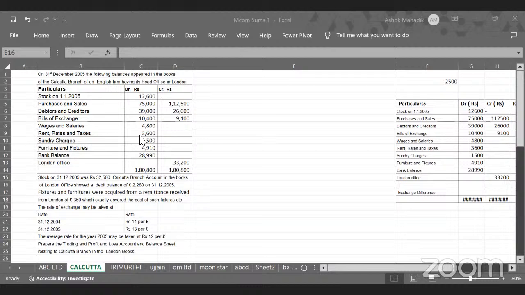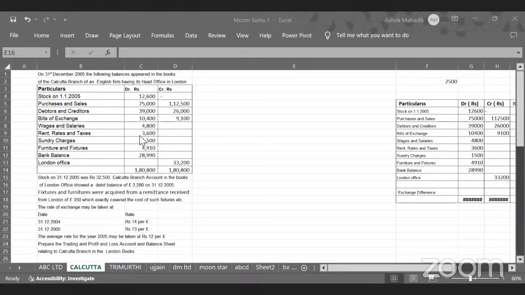Closing stock on 31st December will be converted at the closing rate, which is 13 rupees per pound. The Calcutta branch account in the books of the London office showed a debit balance of 2280 pounds. So this is for that last item, London office. They have converted these 33,200 rupees into pounds, which is equal to 2280 pounds. So in the trial balance, directly write this value against that item of London office. Clear? Furniture fixture already done. Opening, closing and average rates are all given.